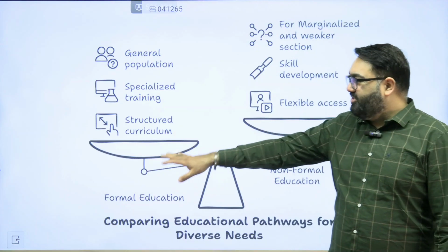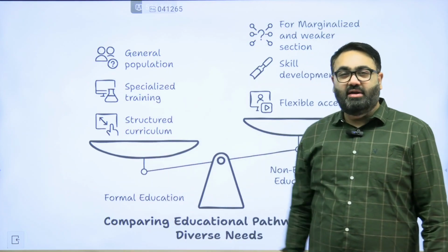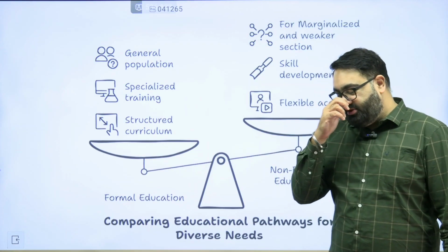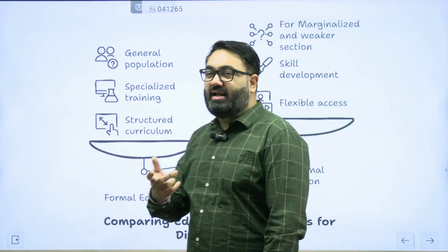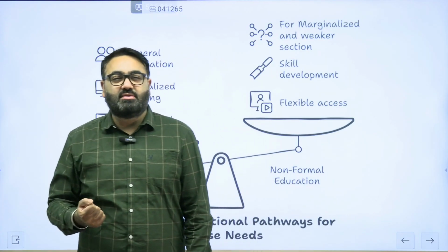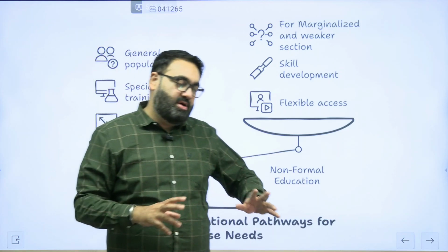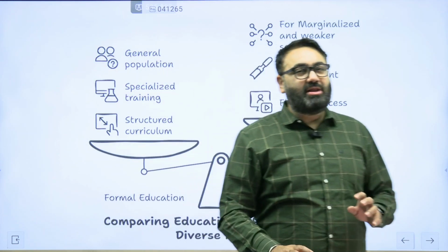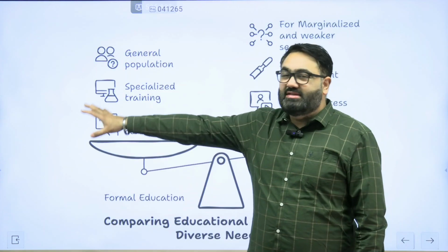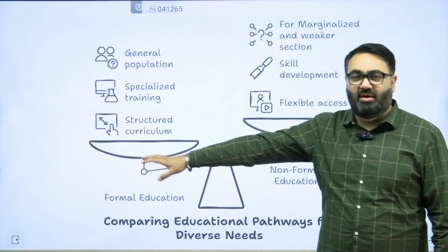That's a formal education. It has a structured curriculum. It also may focus on specialized training. For example, when you enter graduation, there is a specific field that you have to choose. Not everyone studies the same thing in graduation. Some people want to study science, some people want to study arts, commerce, medicine, etc. All that is a very structured approach, and this is where most of the population is focused on. So that is focused on the general population.